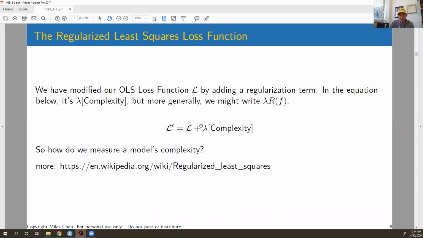By adding on lambda times some complexity factor, which we might more generally write as R of F. This is the regularization factor for some function F, and this is going to be our regularized least squares loss function, because we take the ordinary least squares loss function and we're adding on this complexity. You can read more about it on Wikipedia.